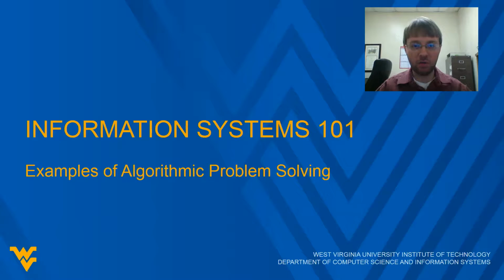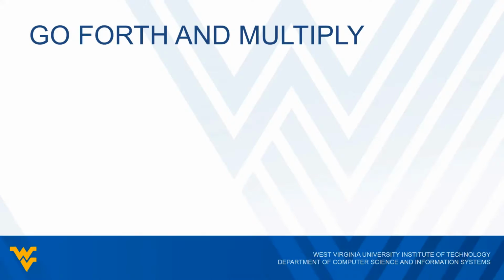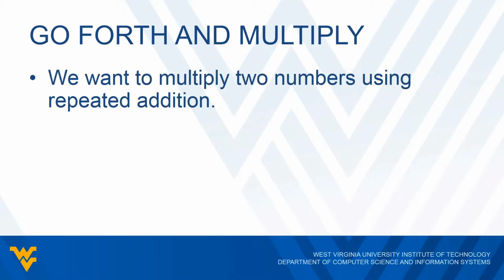In this lecture, we'll take a look at a couple of example problems and write some algorithms to solve these problems. The first problem we'll take a look at is a simple example that we'll call go forth and multiply. In this problem, we're interested in multiplying two numbers, but instead of just the standard multiplication that we're used to, we're going to use repeated addition.